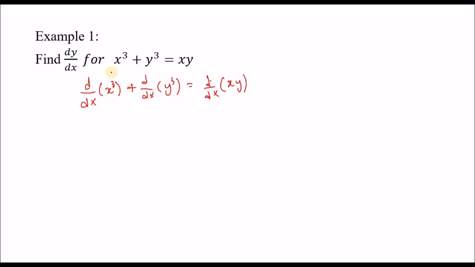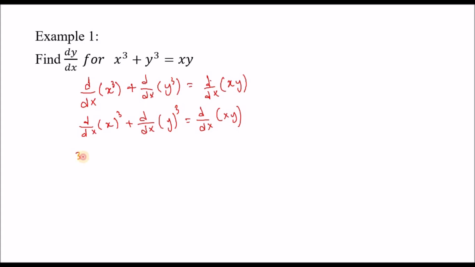Now I'm going to treat each one of these as parentheses, and then I'm going to differentiate using the chain rule. So if I differentiate using the chain rule, this will turn into d over dx of x to the third power, parentheses, plus d over dx of y to the third power equals d over dx of xy. Now I will differentiate this regarding it as parentheses, and I'm going to use the chain rule in this case.